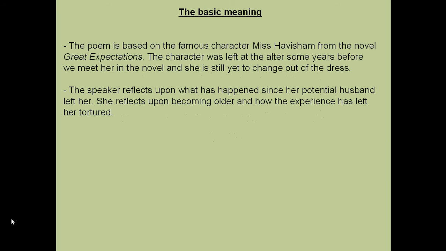So, the basic meaning. The poem is based on the famous character Miss Havisham from the novel Great Expectations, written by Charles Dickens. The character was left at the altar some years before we meet her in the novel, and she's still yet to change out the dress, she's yet to change the time on the clocks, all very strange. The speaker in the poem, who is Miss Havisham, reflects upon what has happened since her potential husband left her. She reflects upon becoming older and how the experience has left her tortured. Okay, so note that down if you didn't already know it, and let's move on to looking at form.